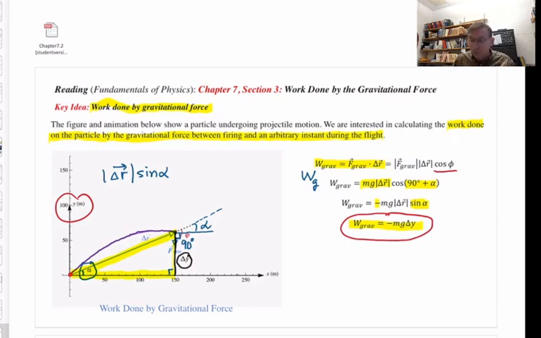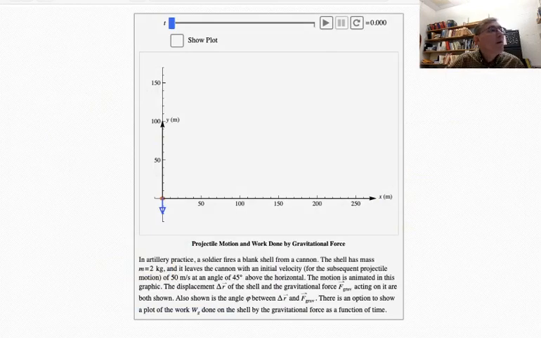So let me show you a Wiley Plus animation of a situation like this, where a projectile is fired, given an initial velocity. It then undergoes a parabolic trajectory of projectile motion. And we're going to ask how much work is done by gravity between the starting point and whatever point we pick. Okay, so there's the x and y axes. There's the particle there at the origin. We're going to run the animation, and that's going to get it moving.